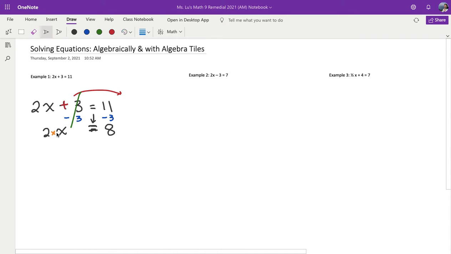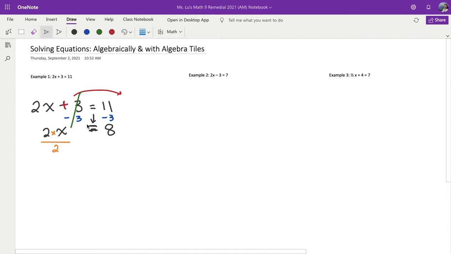Sometimes you can write an x, sometimes we write it with a dot. Doesn't matter, or sometimes we don't write it at all. So to get rid of the 2, we cannot just cross it out like this. I wish we could do that, but we can't. So instead, what we should do is undo the multiplication, which is going to be divided by 2.